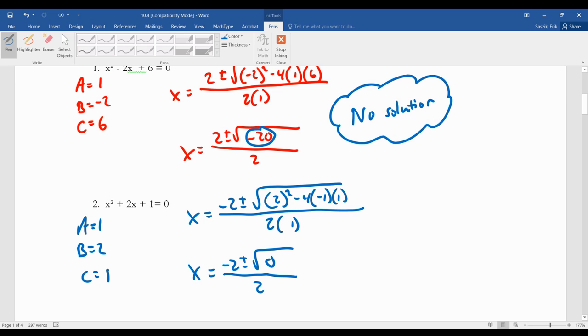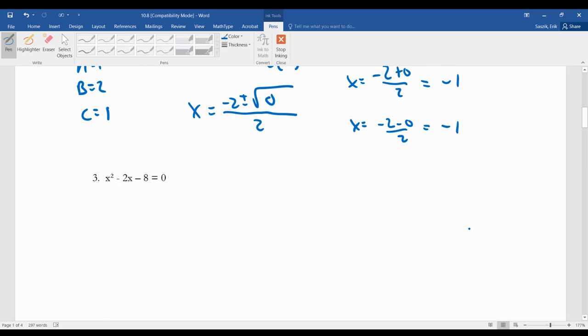Now watch this. I mean, we know that the square root of 0 is 0, right? So now I break it up. I do negative 2 plus 0 over 2. And now I do negative 2 minus 0 over 2. Well, this is to give me my x, right? Negative 2 plus 0 is negative 2, over 2 is negative 1. You see here, we get the same answer. So we really just get one answer.